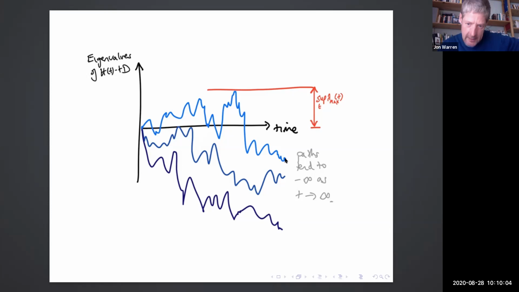Because of that, the top path in particular goes to minus infinity, and there's a maximum, and that's the random variable on the left-hand side of the identity.